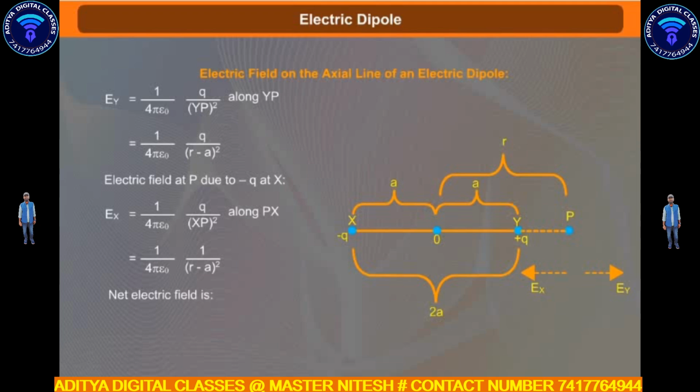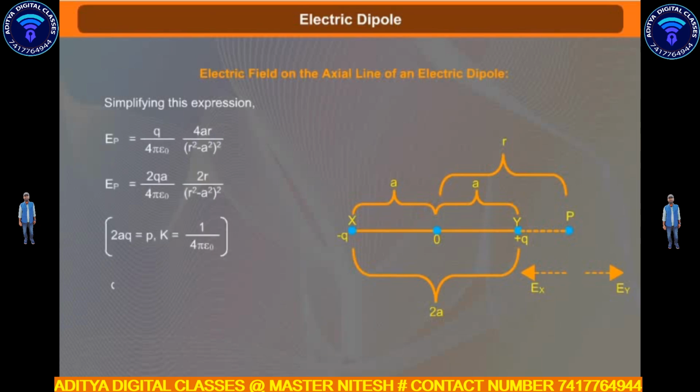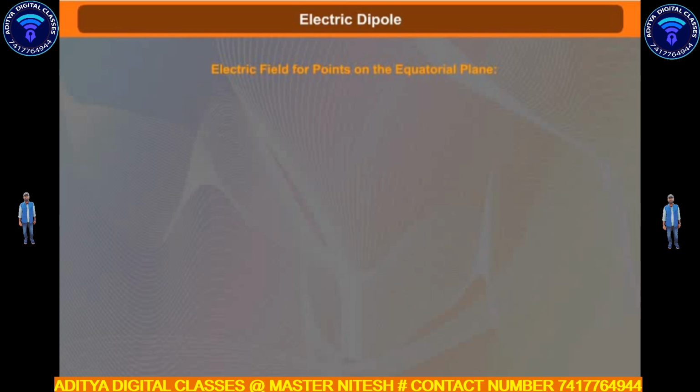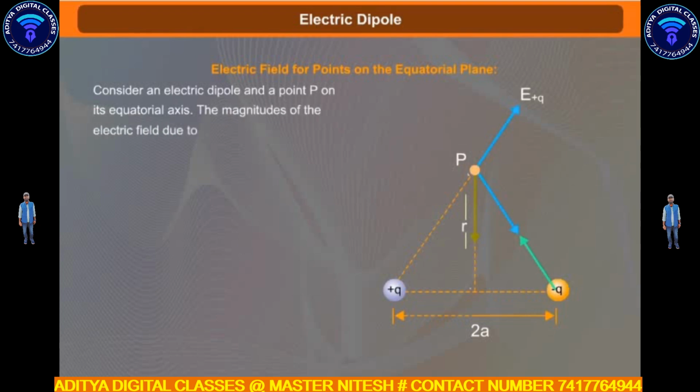The net electric field is Ep equals Ey minus Ex, as shown. Simplifying this expression further, we get Ep equals 2kpr by (r square minus a square) whole square, and its direction is along YP. This is the final expression for the electric field. Electric field for points on the equatorial plane. Consider an electric dipole and a point P on its equatorial axis. The magnitudes of the electric field due to the charges plus q and minus q are given as follows.